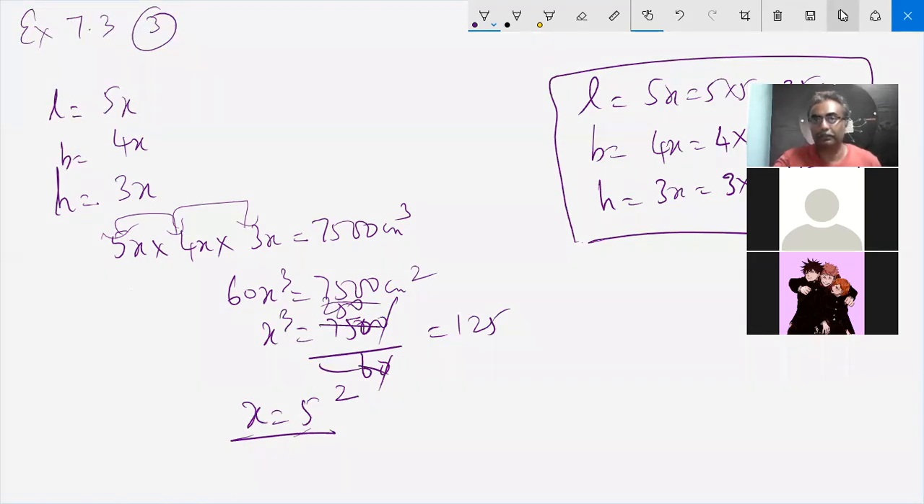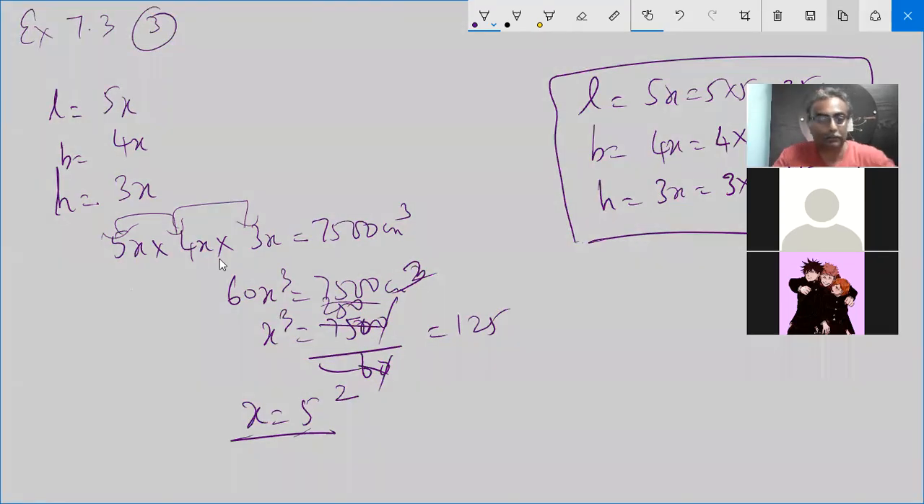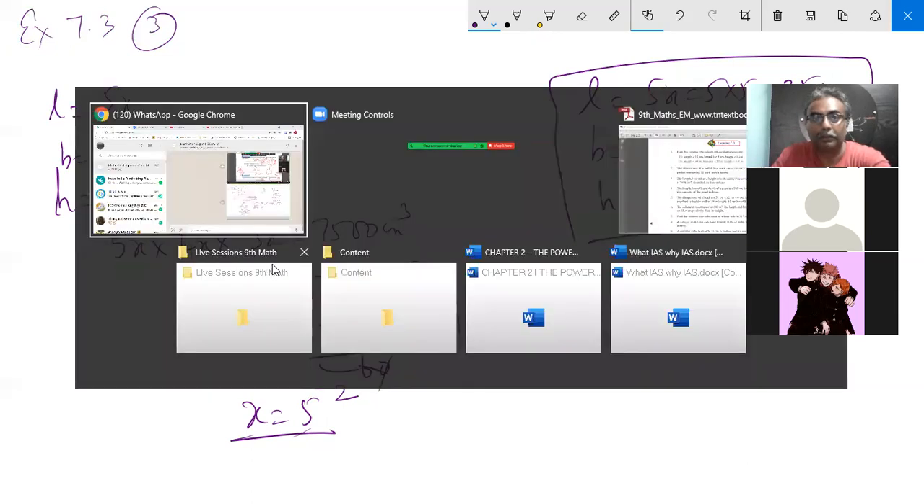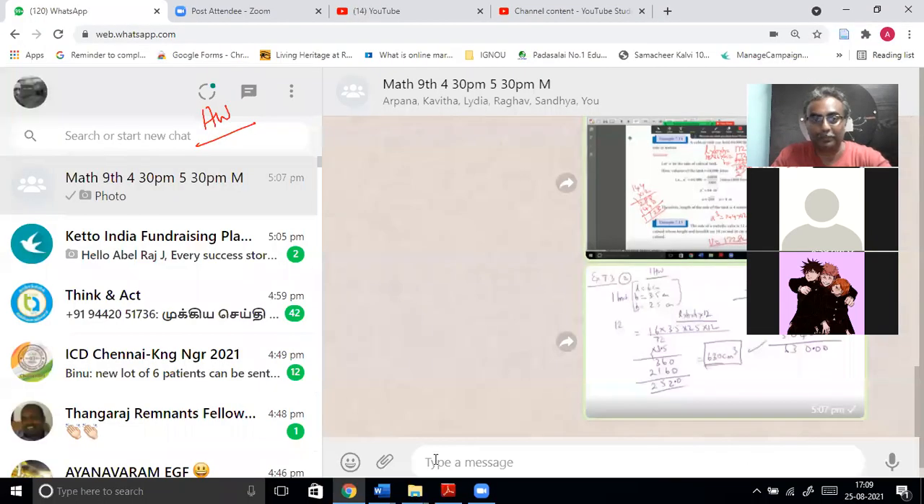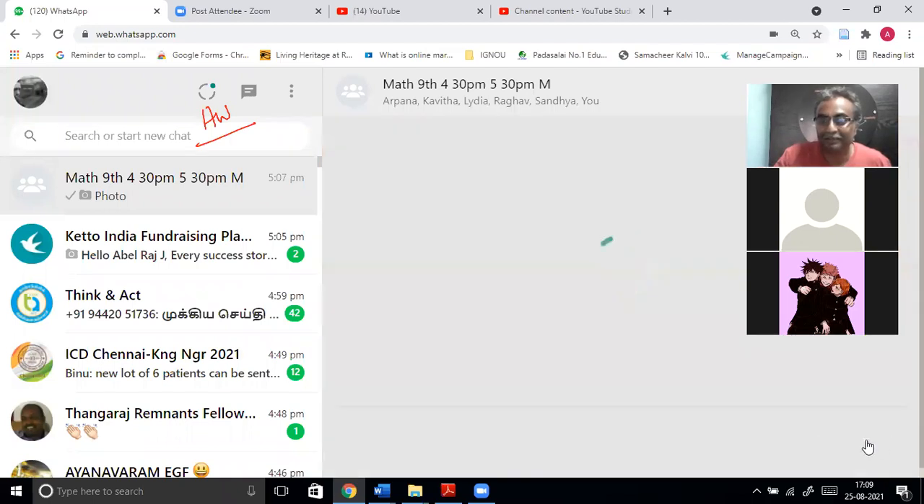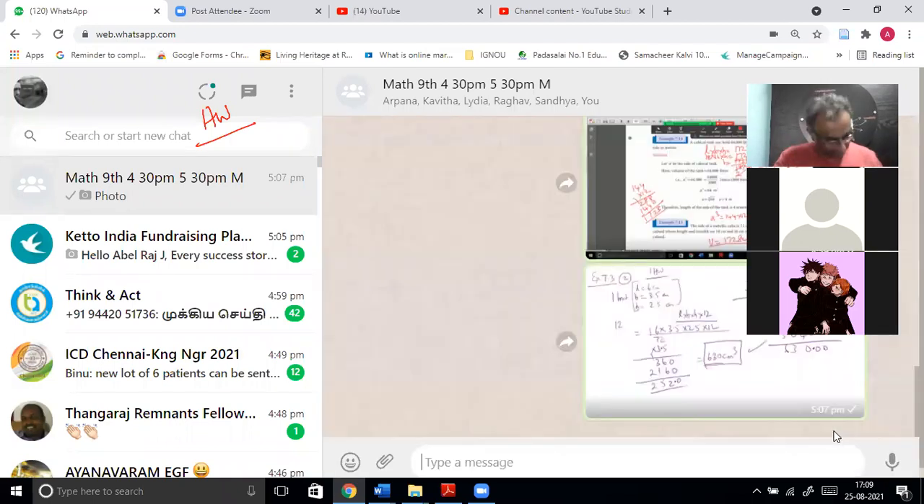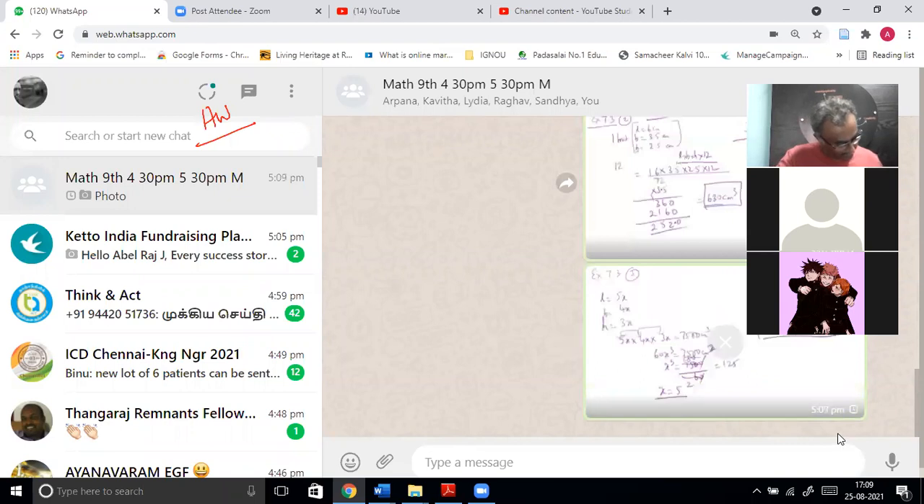Uncle, is it 7,500 centimeter cube or centimeter square, uncle? Centimeter cube. Not square, volume. Very good. Very good. Very sharp. That's how you should be. Okay, so that's done. Fourth sum you do as homework. Okay. Fourth sum you do as homework.